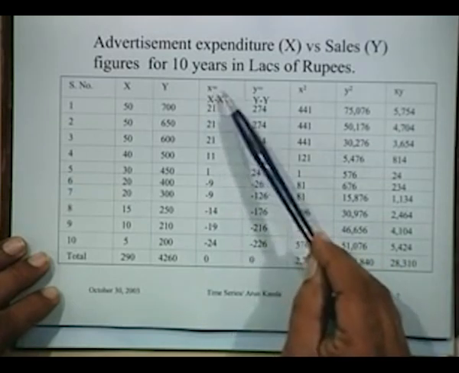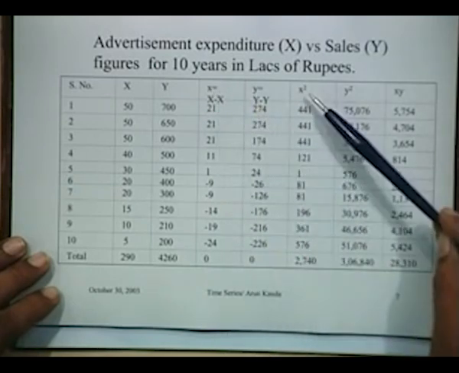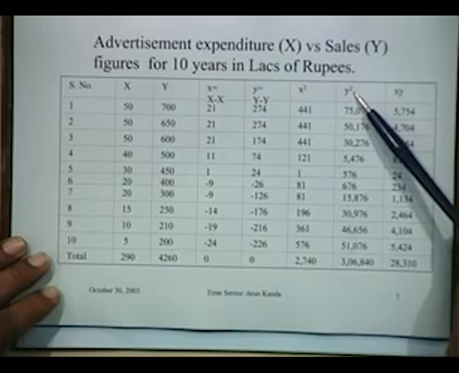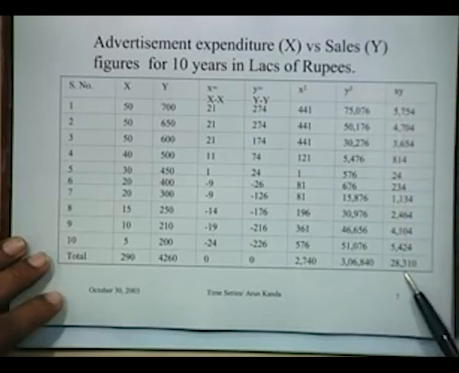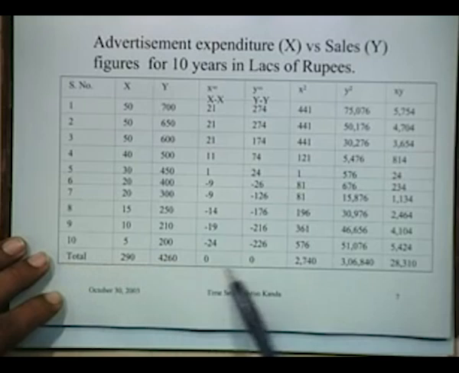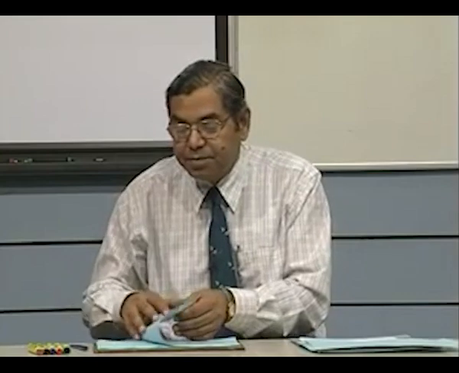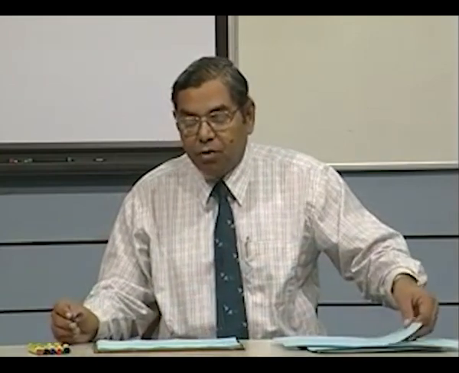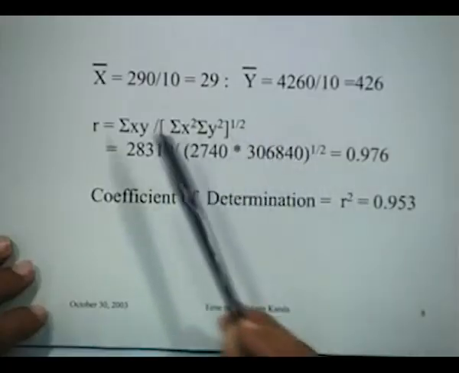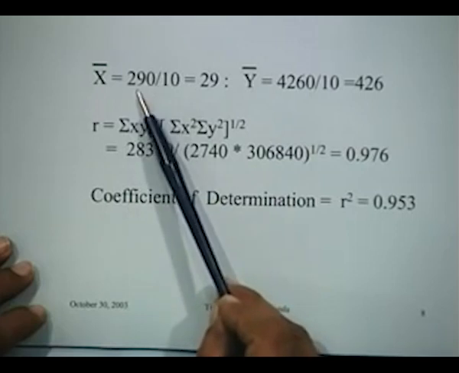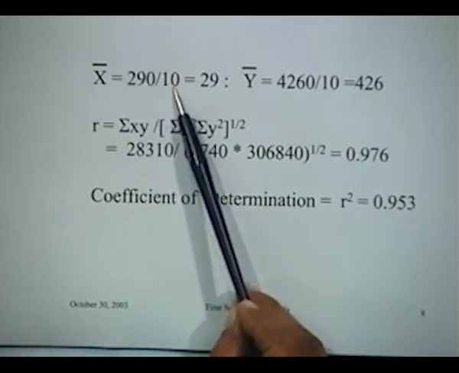Having computed the small x and the small y, you can calculate this series x square, y square in the form of a table like this, compute the value of xy and get the totals at the bottom. And once you do that, you can know, for instance, that x bar is simply 290 by 10, which comes from the values that we had computed at the bottom.